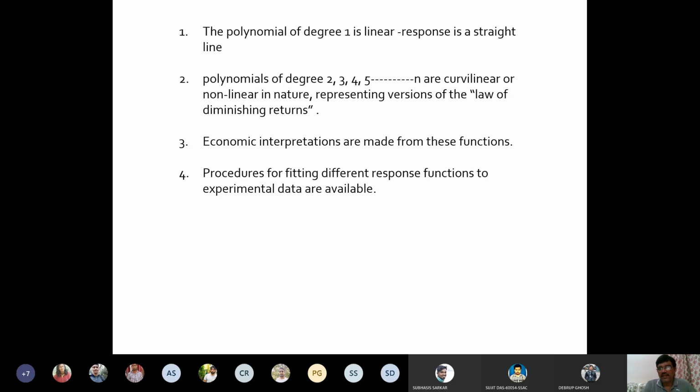Curvilinear or non-linear in nature, representing versions of the law of diminishing return. These polynomials of power 2, 3, 4 actually represent the law of diminishing return, which is very, very fundamental. Economic interpretations are made from these functions. Procedures for fitting different response functions to experimental data are available. Means you have got the data, and how to fit, how to develop an equation, how to develop a relationship, such methods are already available. Those methods we are going to discuss today.